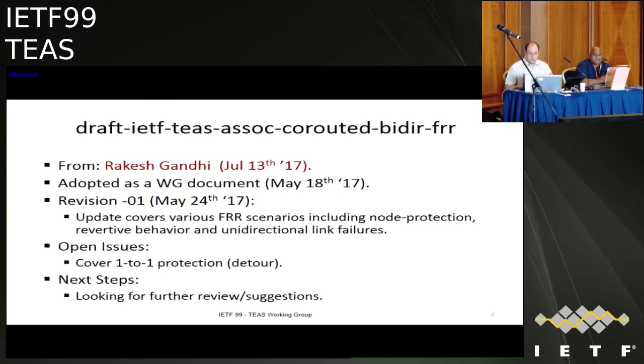First up is the document that talks about FRR for associated co-routed bidirectional LSPs. We adopted this sometime in May. The authors have published a revision for this since then. The revision covers features like node protection, reversion, and they also added some text talking about procedures handling unidirectional link failures. They intend to add more text pertaining to detour LSPs, and at this point are looking for further review. So if this is an item of interest for you, please do reach out to the authors on the list, and they'll be happy to address those.